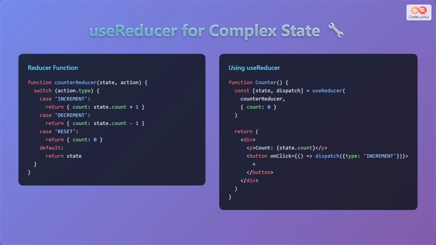In our counter component, we use the useReducer hook, passing the reducer function and an initial state. The useReducer hook returns the current state and a dispatch function. We then use the dispatch function to send actions to the reducer, triggering state updates. useReducer is particularly useful when dealing with state that has multiple subvalues, or when the next state depends on the previous one.